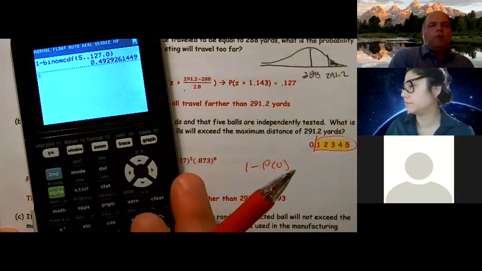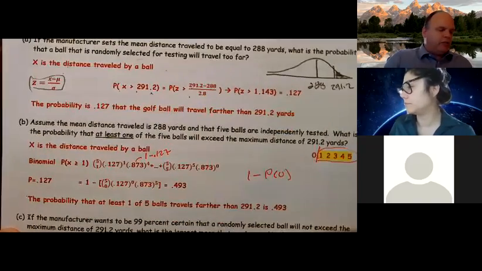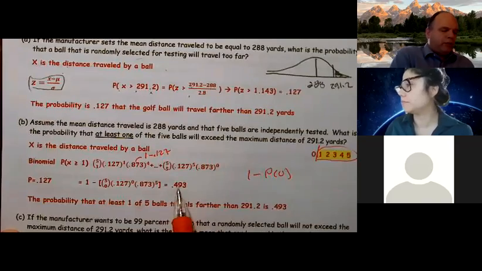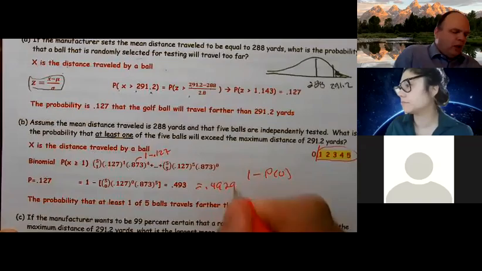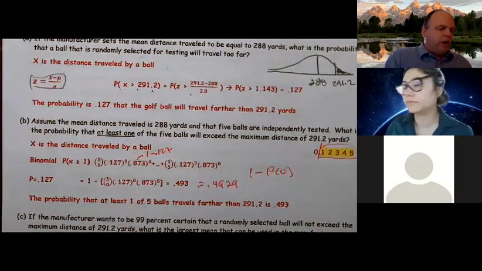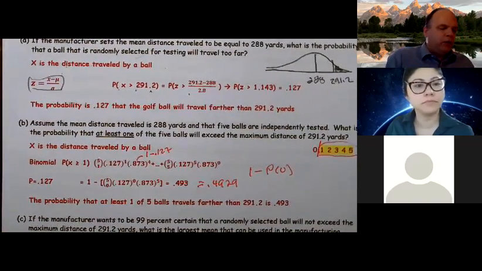So I end up getting 0.4929 is my answer. I rounded it to 0.493, but we could have just left it as 0.4929. So the probability that at least one of the 5 balls travels farther than 291.2 is 0.493.